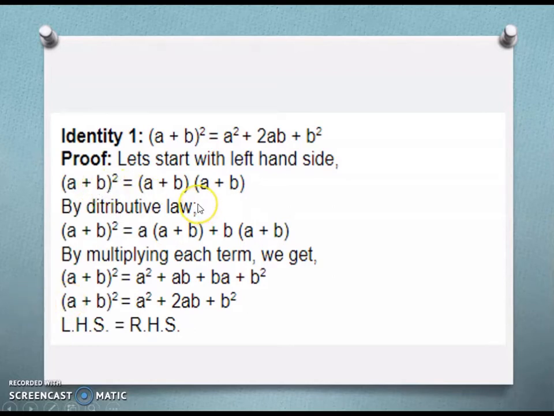Now proof. First we are going to see the algebraic proof of this identity. That is the first one, (a + b) the whole square. This is the left hand side and we have to prove it is equal to the right hand side. So we will start with the left hand side. (a + b)² can be written as (a + b) into (a + b). When you square anything, the meaning is you will multiply 2 times. So that is (a + b) into (a + b).